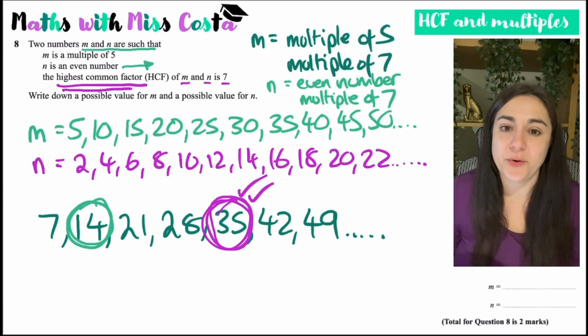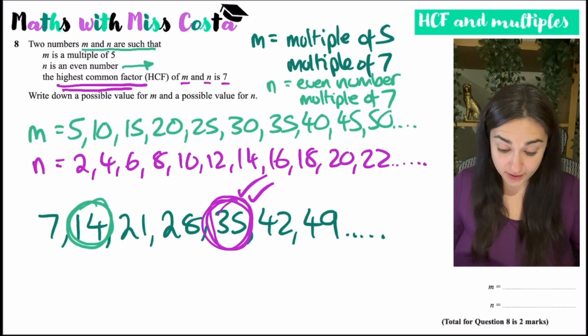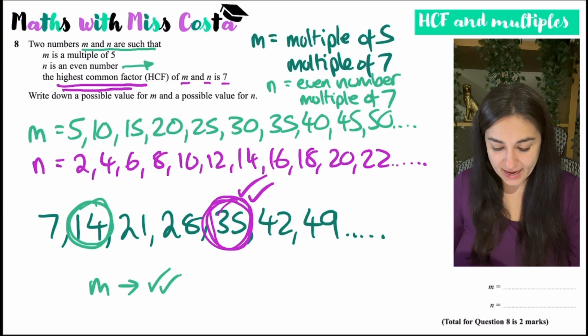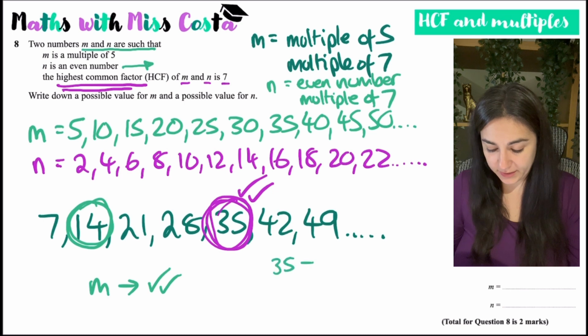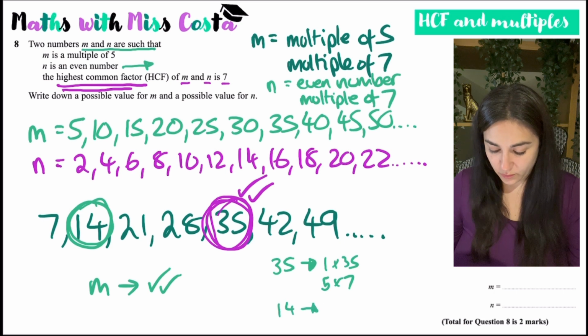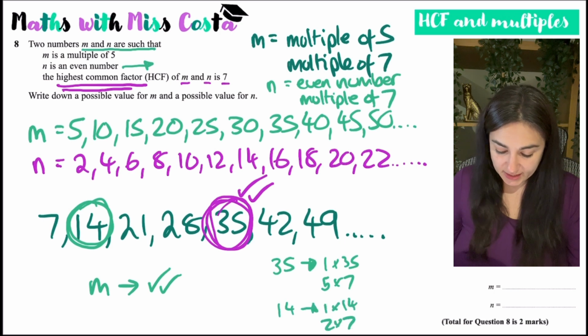Now, whenever you've got your values, think to yourself, does this actually work? What does it need to be? So for m, have I ticked the box that it's a multiple of 5? Yes. That it's a multiple of 7? Yes. And is the highest common factor of 35 and 14 7? So really quickly, we could just think, okay, 35, what are the factors? 1 times 35, 2 doesn't go into it, 3 doesn't go into it, 5 times 7. And then for 14, you've got 1 times 14, 2 times 7. So the highest common factor for both of these is indeed 7.